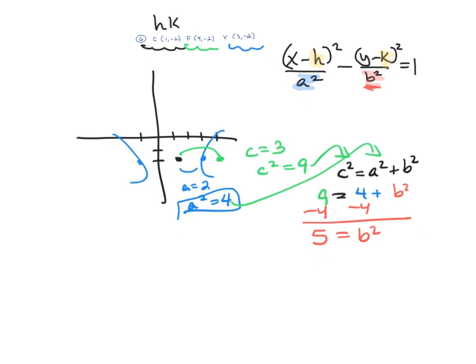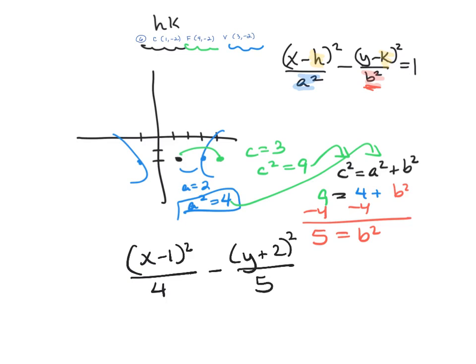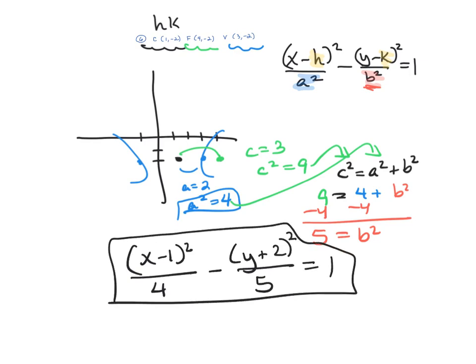So x minus 1 squared over 4 minus y, and it's a -2, so plus 2, because negative becomes positive, and then my b squared is 5, and it equals 1. This one didn't have other versions because there were no fractions, so that is your final simplified answer.